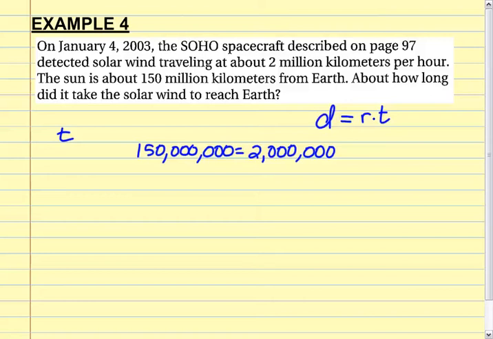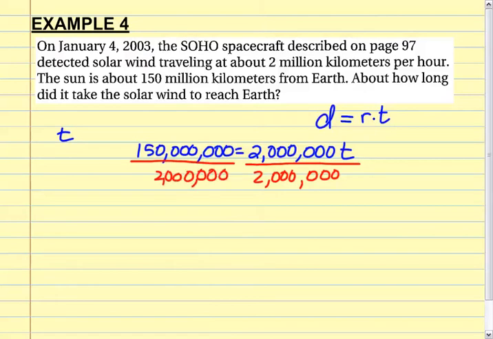Do I know the time? No. What's with the variable? 2 million, and what's happening between the 2 million and the t? So how do I undo that? Division, by 2 million. But this is algebra. Whatever I do to one side, I have to do to the other. What happens to these 2 millions? They cancel out. And what am I left with on this side?